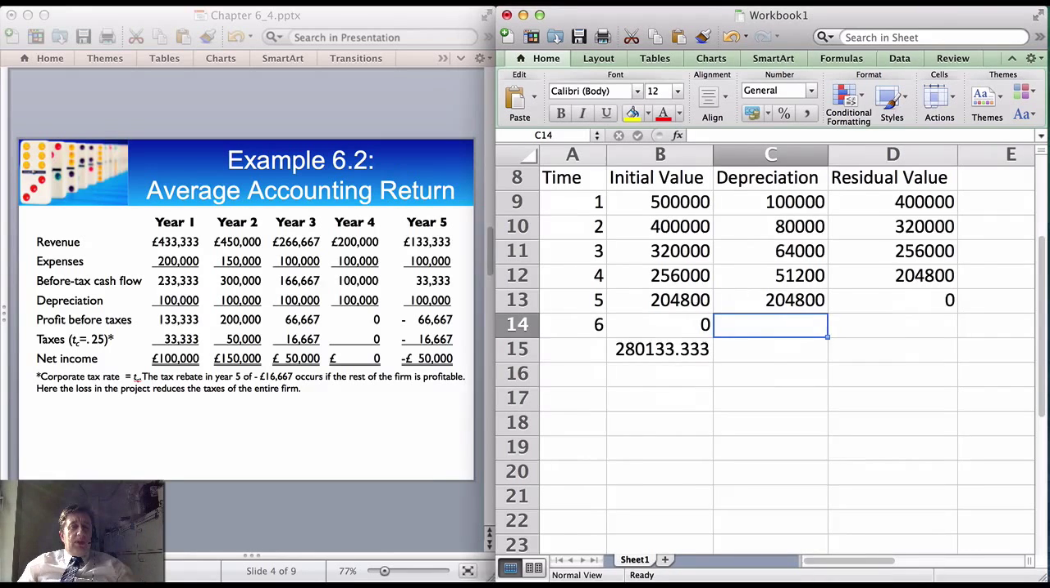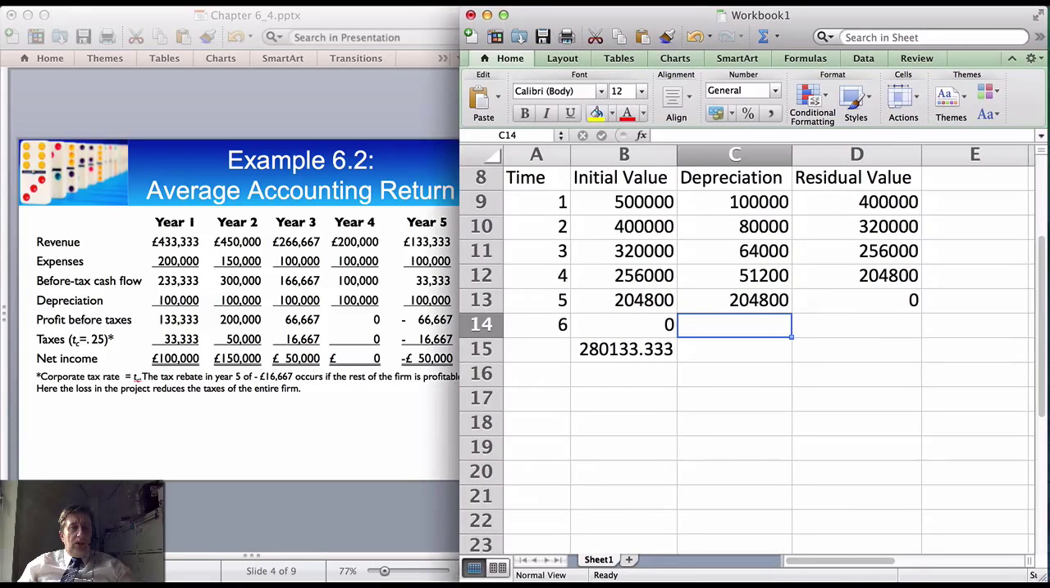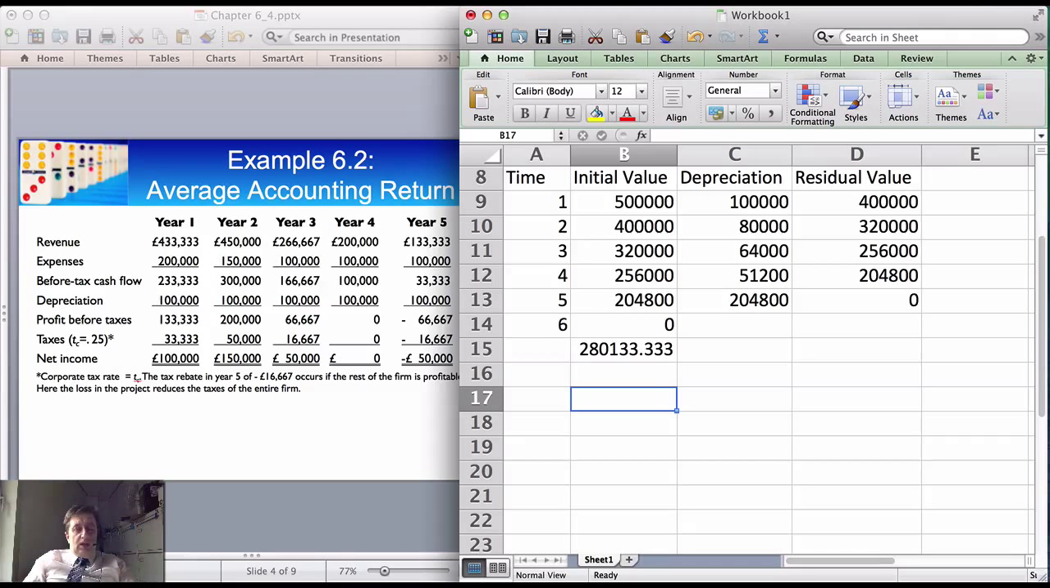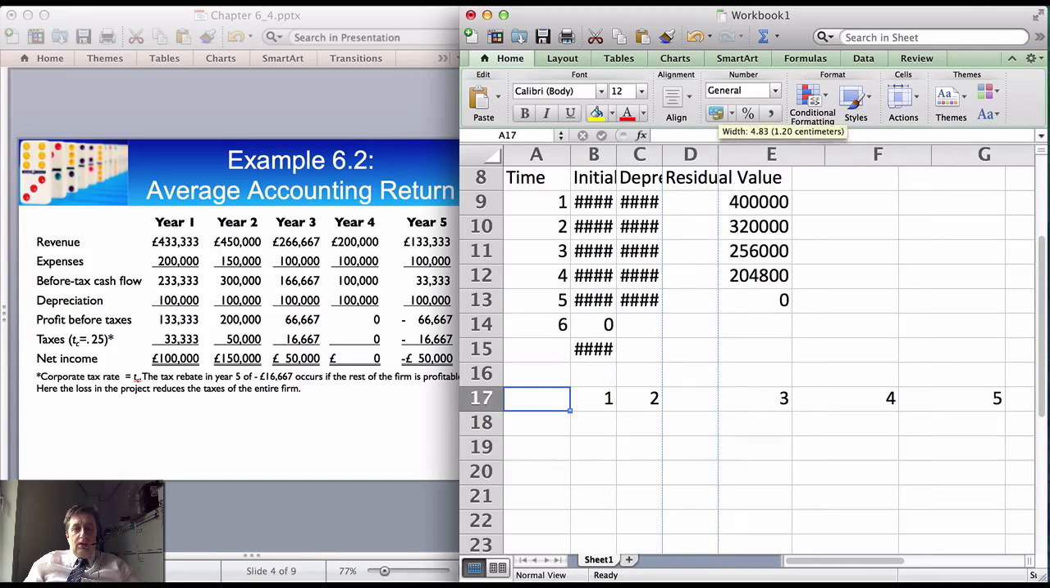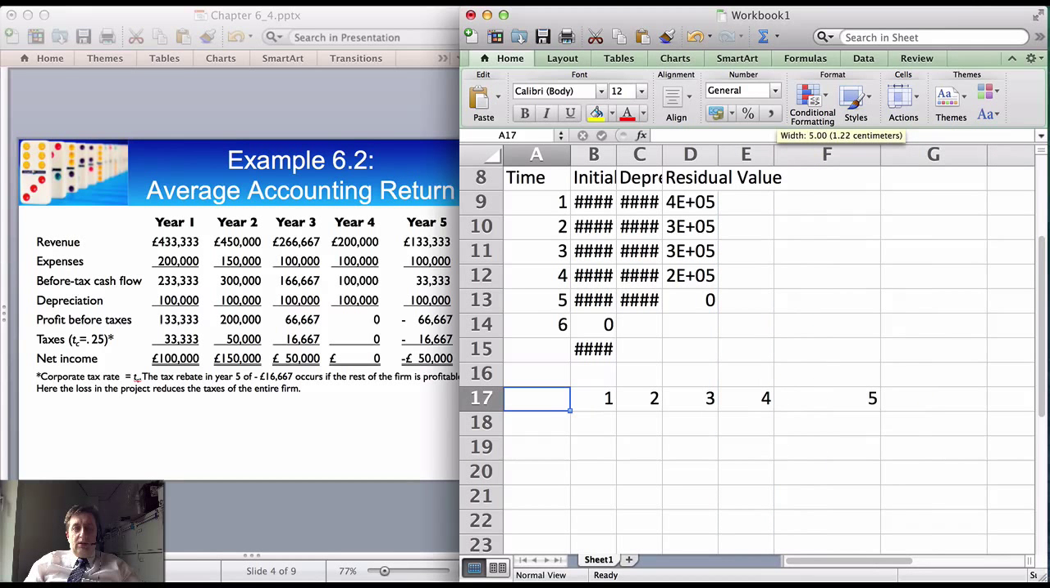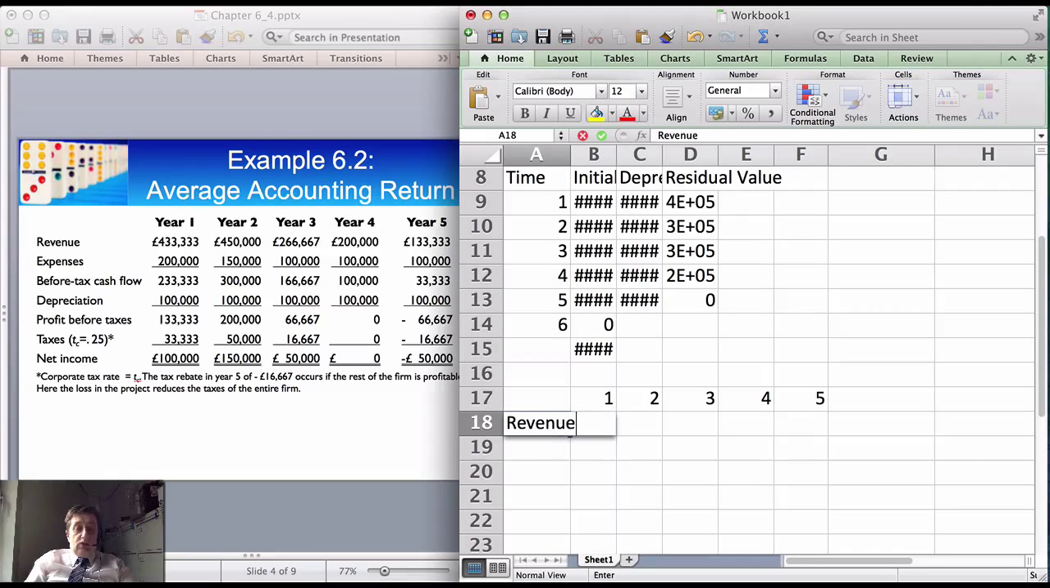I'm going to have to maybe increase the size of this somewhat. I'll try and keep this in where you can see. We've got year 0. Well, let's do year 1, year 2, year 3, year 4, year 5. And I'm going to make these much smaller. I know it creates some issues up the top, but that's fine. I can change it again. And we start off with revenue. Now the revenue is going to be the same.